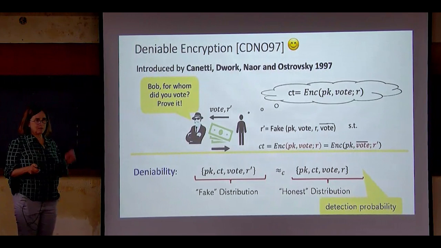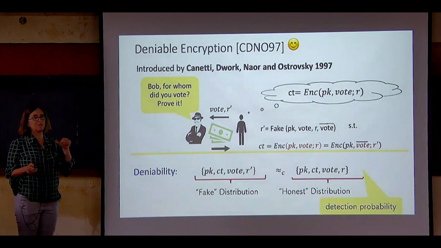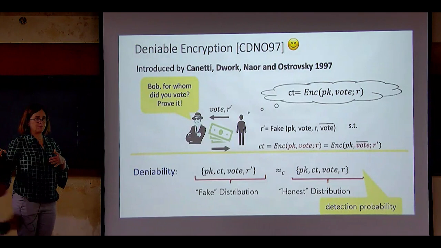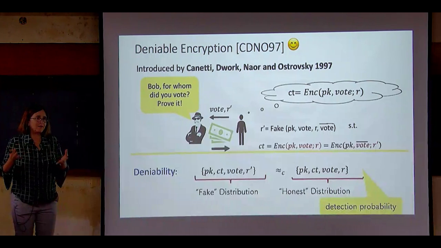Very small, because individual encryptions have some probability of being decrypted incorrectly, but exponentially small. And the number of votes is polynomial. In our world, there's always polynomial versus exponential. So if there's exponentially small probability of making a mistake, overall, you're really never going to make a mistake.